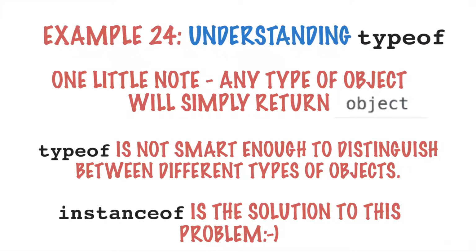There is another keyword, another operator which helps you do this, and it's called instanceof. instanceof knows how to differentiate between different types of objects. So if you want to know the types, as in whether it's an object, string, number, or boolean, you'll use typeof. But if you want to know where this object was constructed from, you'll use instanceof. And we'll see that in the next example.